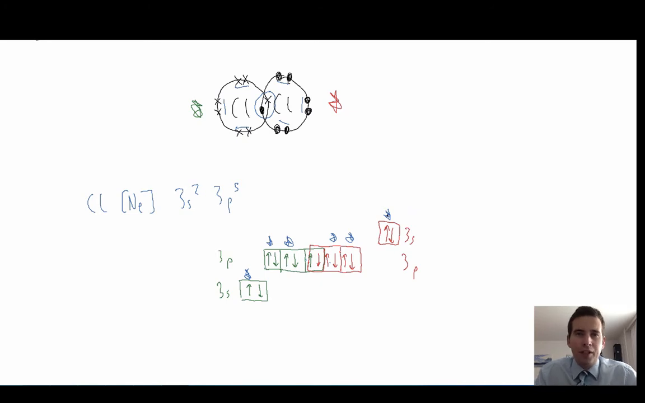So hopefully you can now start to merge the information that you had from GCSE with the new stuff you've learned at AS. So let's do the same thing with a second example. So let's look at water. Now, water we know is made up of oxygen and hydrogen.